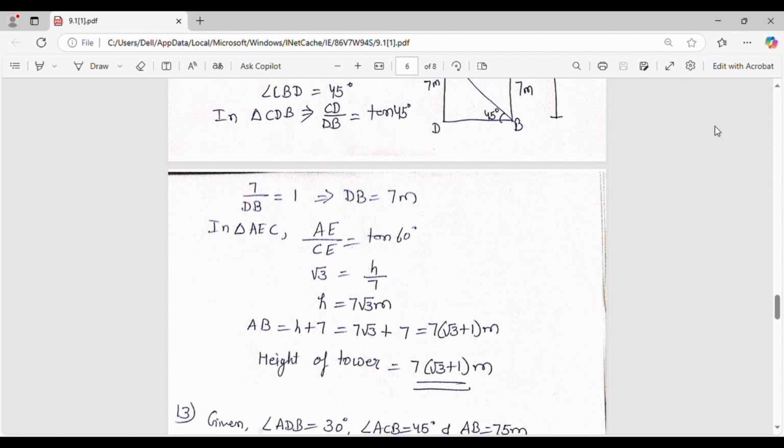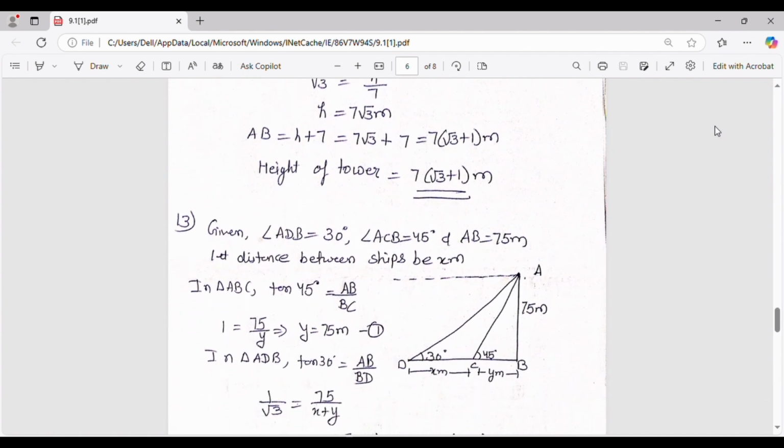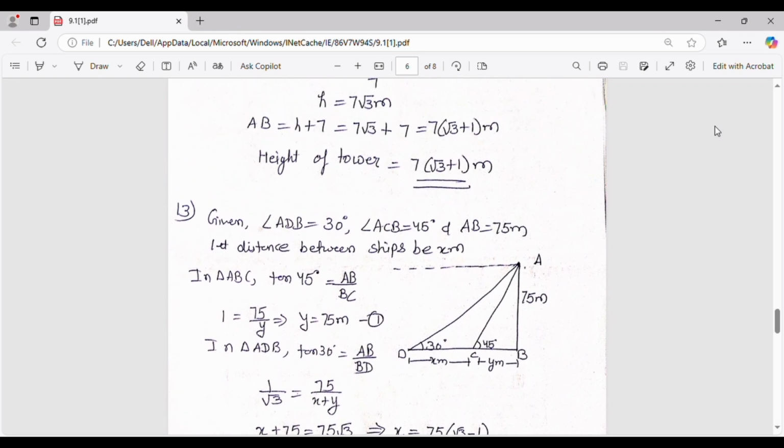So AB would be h plus 7. So 7 root 3 plus 7, we will take 7 as common and it would be 7 bracket root 3 plus 1 meters. So height of tower is 7 root 3 plus 1 meters.